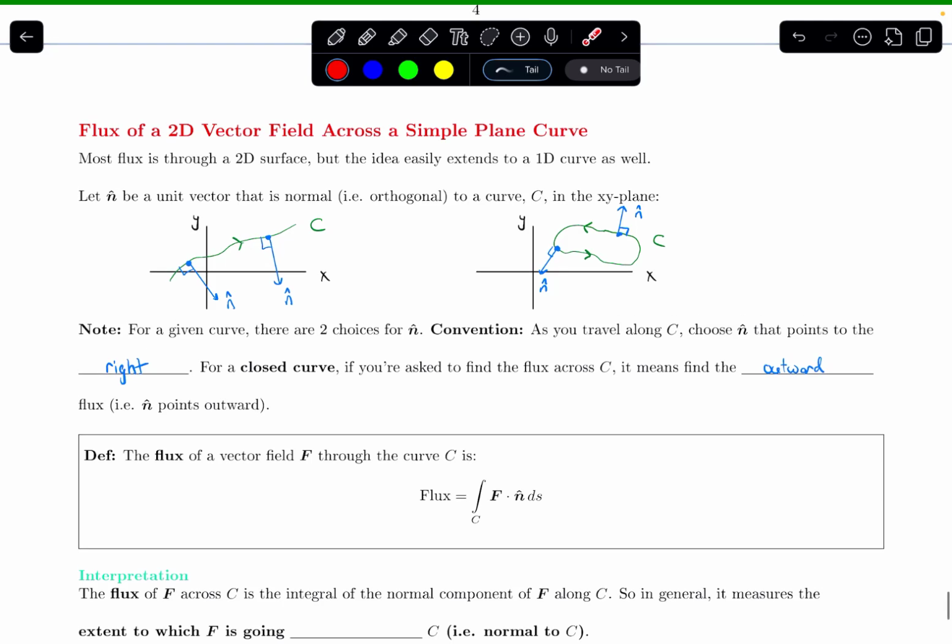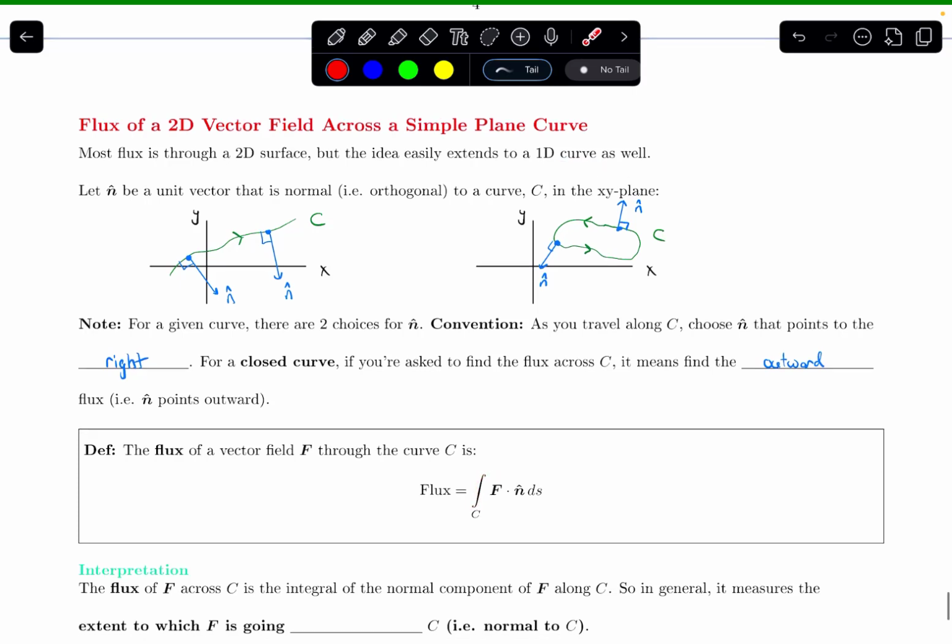So our definition of flux of our vector field through the curve C is we're going to take a line integral over the curve of our vector field F dotted with that unit normal vector. So it's a very similar formula to what we saw for flux across a surface, but with a surface I had a surface integral. Now that I have a curve, I do a line integral.